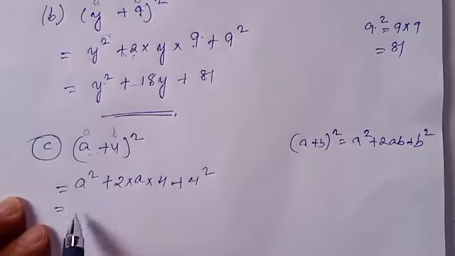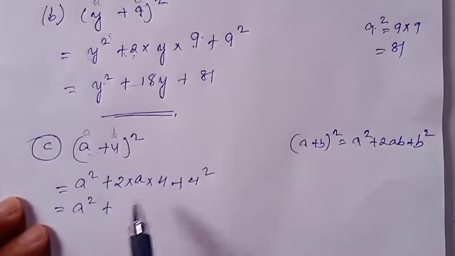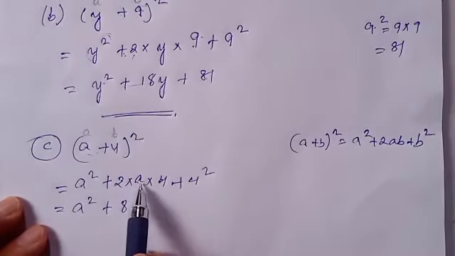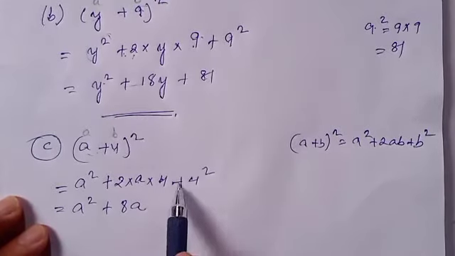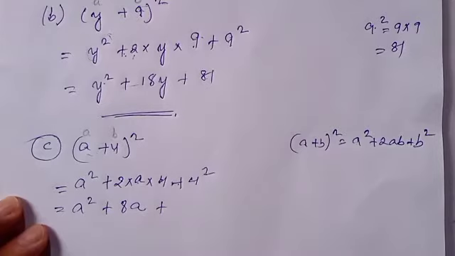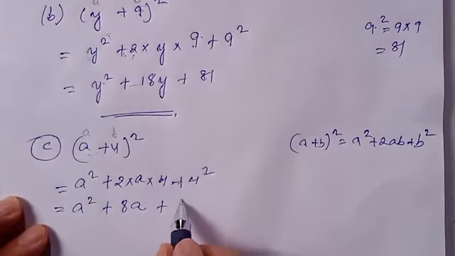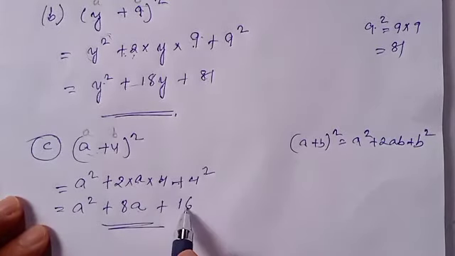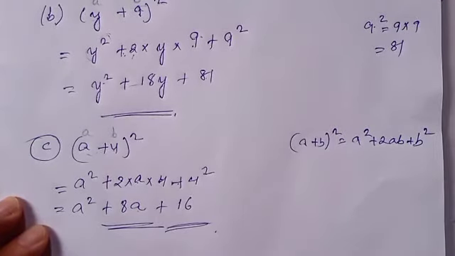Then a square is a square, plus the numbers we have, 2 and 4. 2 fours are 8, and a we have only 1, plus now 4 square. 4 square means we have to multiply 2 times. So 4 square, 4 fours are 16, right? First one a square, second only a, third only a number. It has no like terms, so we cannot add or subtract. This will be the answer.